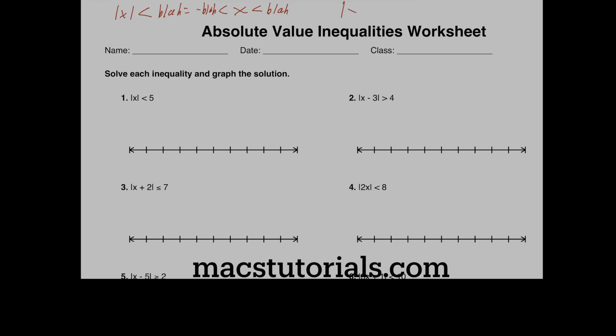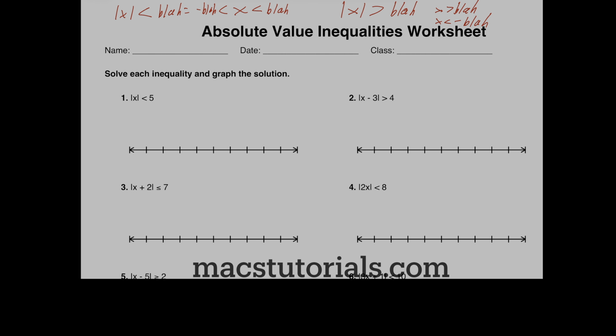The other thing is if you have absolute value is greater than blah, what you're going to do is write x is greater than blah, like a normal equation. And then you're going to write x is less than a negative blah. So that's kind of the big thing that you have to know to do that.